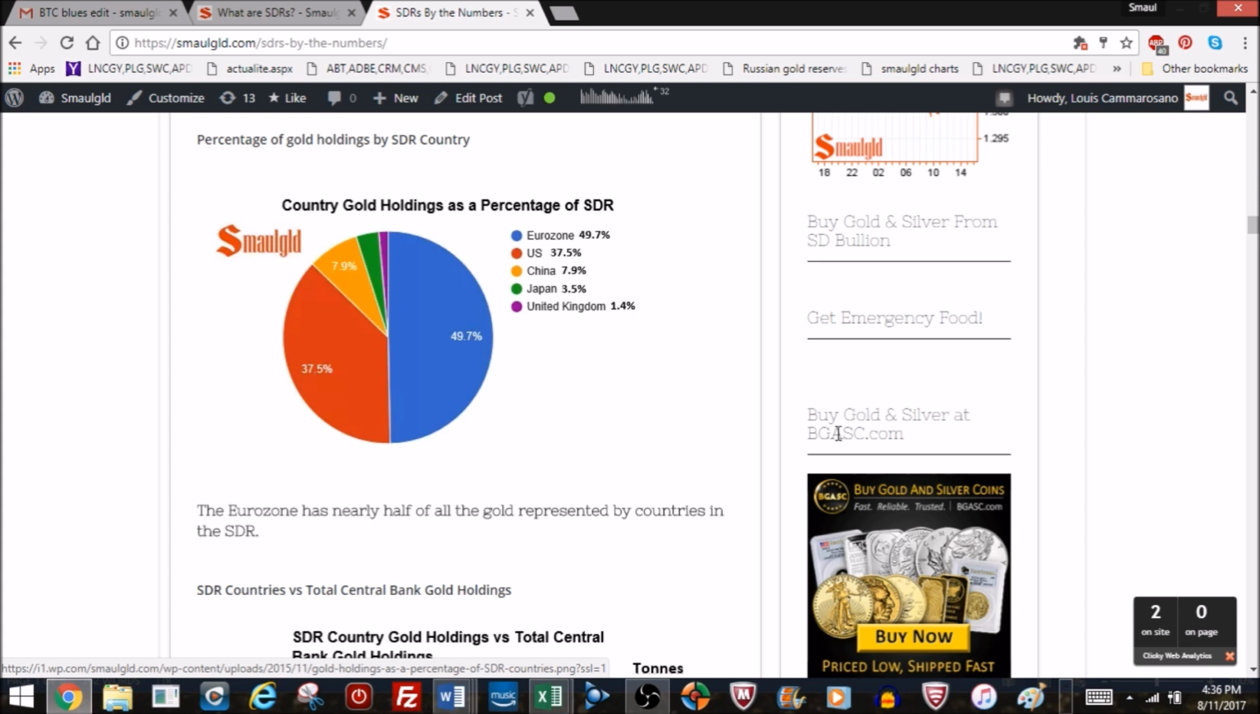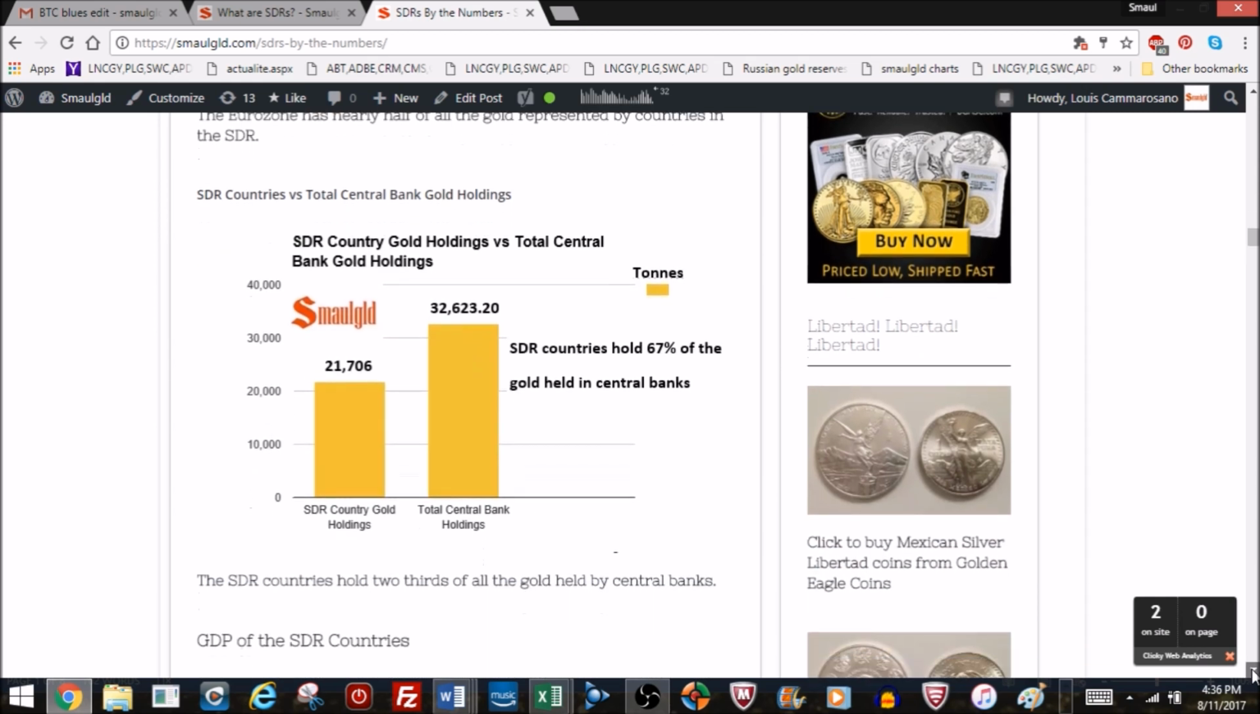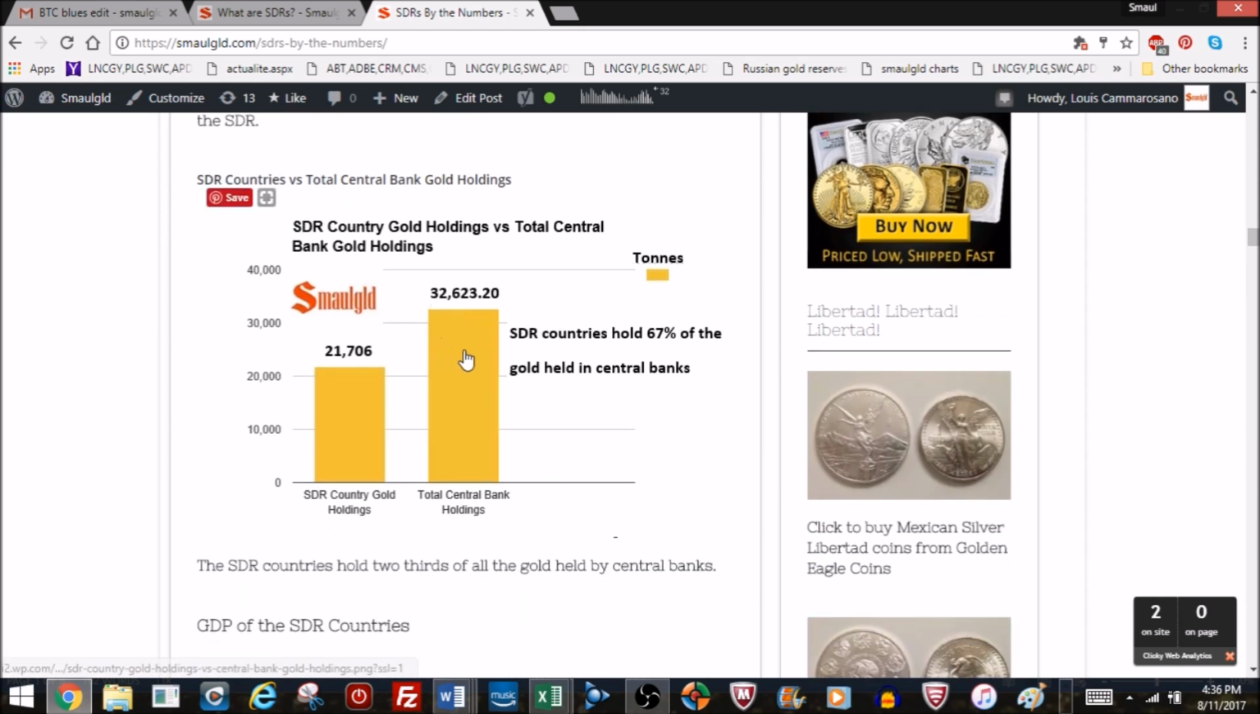So 20,000 some odd tons would be approximately equivalent to the amount that the Indian households might have, probably the amount that's in China, but not at the People's Bank of China. So it's a substantial amount of gold held officially by these central banks. Now here's the total central bank holdings, and you can see the SDR nations hold about 2/3 of all the gold held by central banks.